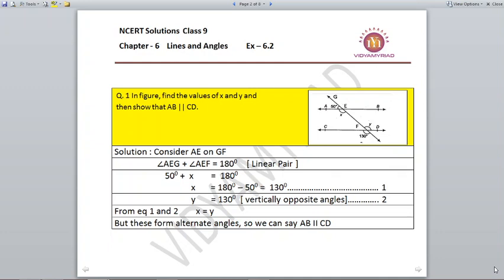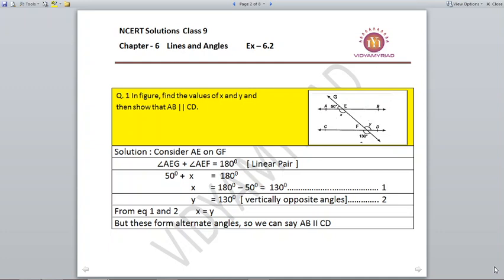Now let us first consider AE on GF. If you look at the line GF, there is a line AE with two angles on it. There is 150 and there is one x. And as you know, angles on a straight line form a linear pair. So accordingly, we can find out the value of x. When we solve it, we will get 50 plus x is equal to 180 degrees. So x comes out to be 130 degrees.